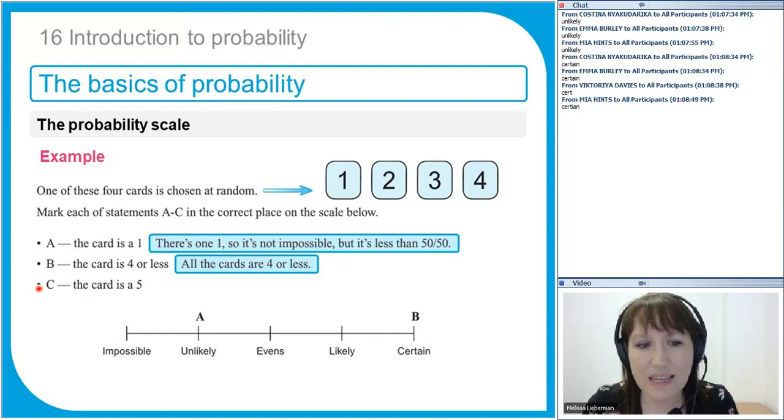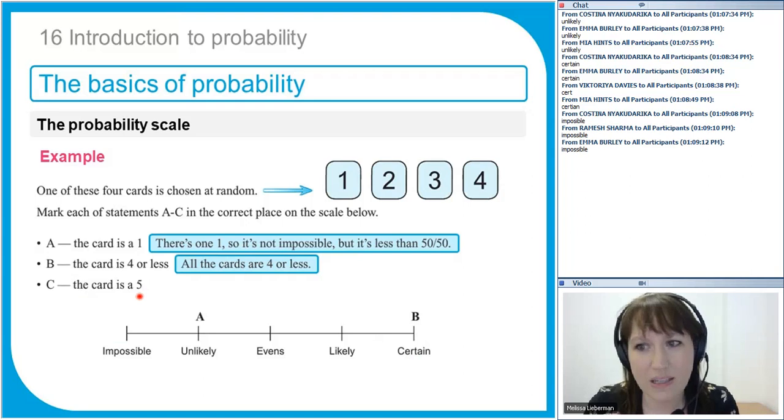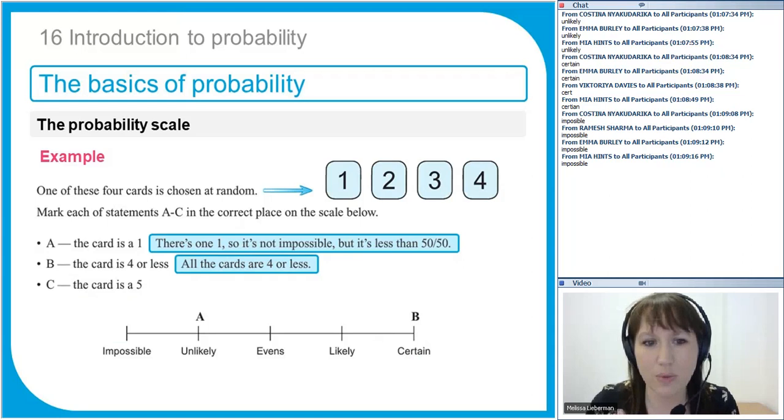And then event C, what is the probability that the card is a 5? So we've got 4 cards, 1, 2, 3, 4, probability that it's a 5, brilliant. Good, Emma, Ramesh, Christina, Mia, impossible, good, impossible.